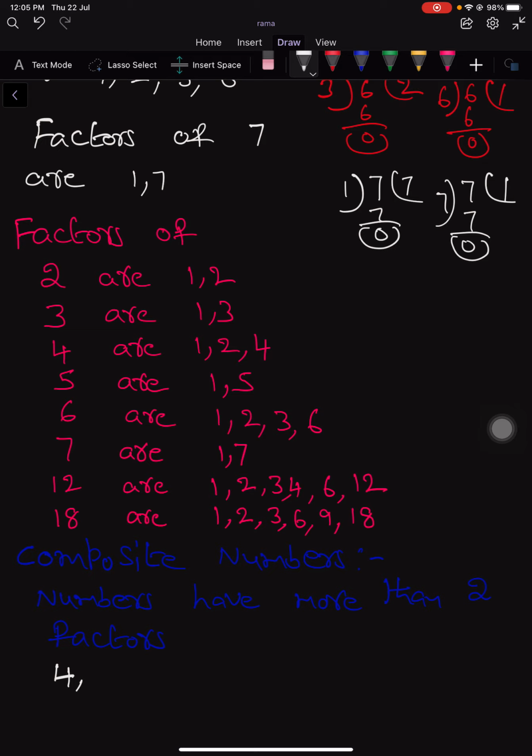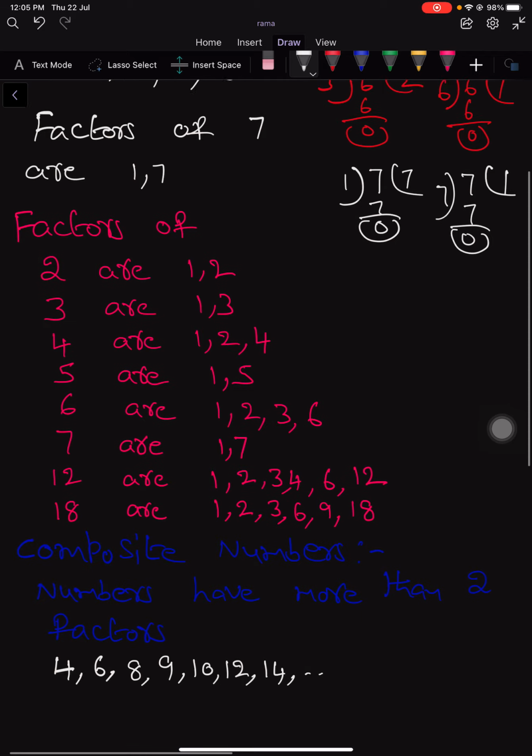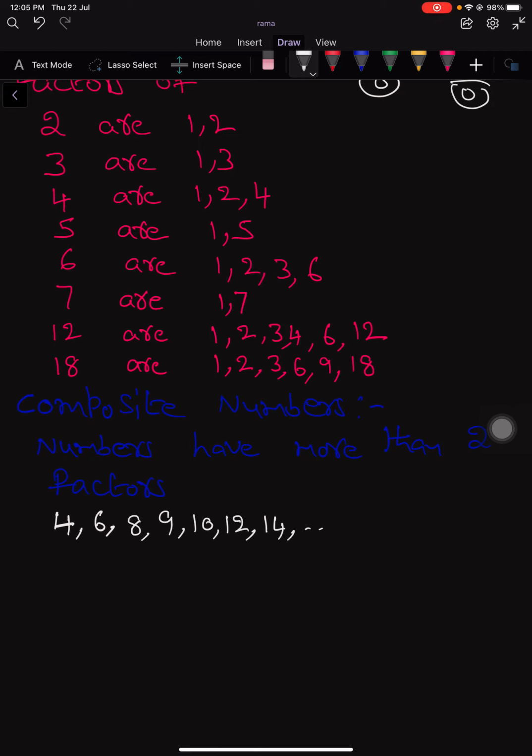6, 2 threes are 6. So, 6 and 8 and 9. 9 is also a composite number because it is divisible by 3. 10, 12, 14, etc. I think you have understood about composite numbers. Now we will learn about prime numbers.